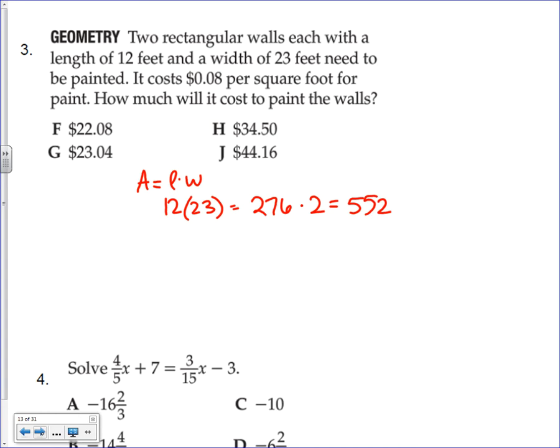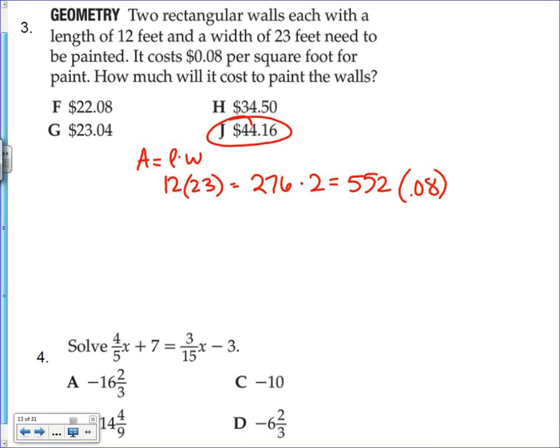Now every square foot is going to cost her 8 cents. So I'm going to multiply this 552 by 8 cents, which is 0.08. And I'm getting a price of $44.16.